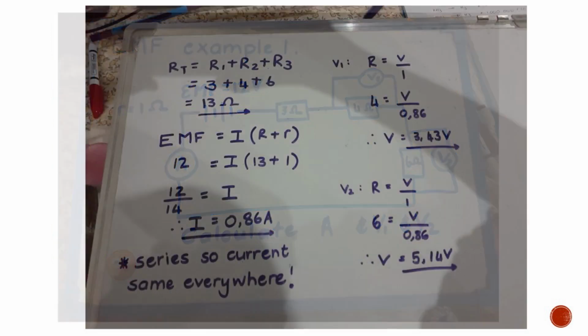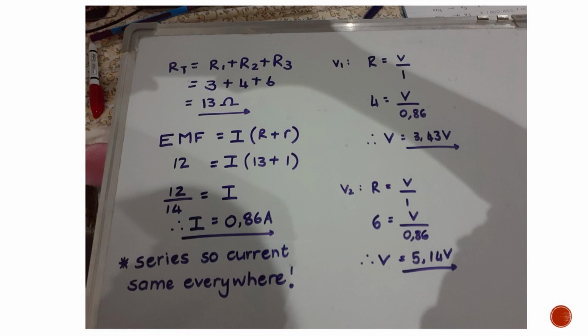So the first thing we would need to do is add the resistors to get the total resistance. Always an equation. RT is equal to R1 plus R2 plus R3. So 3 plus 4 plus 6 is 13 ohms.